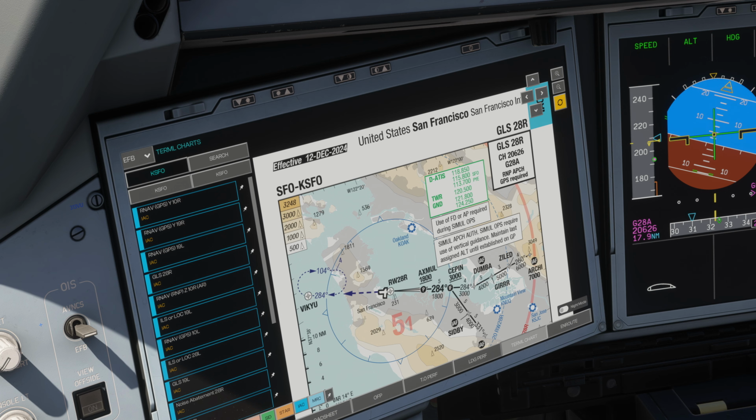However, GLS is still pretty new, and they are still pretty much exploring the system and testing it at very few airports only. It's around about 100 airports worldwide that support GLS at the moment. Think, for example, San Francisco, Newark, Frankfurt, and more.